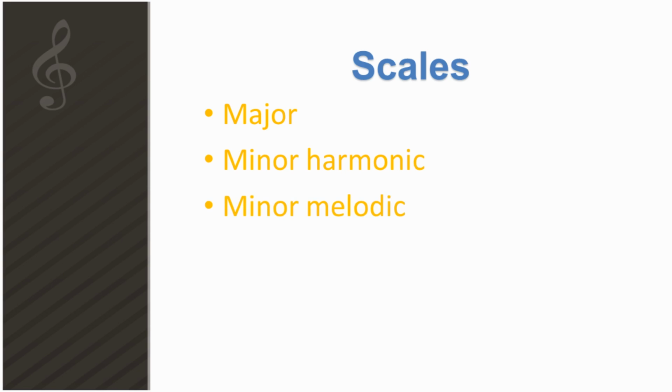There are four basic kinds of scale that you need to know for the Grade 5 exam. They are major scales, minor harmonic scales, minor melodic scales and chromatic scales. Chromatic scales are a little bit different, so I'll talk about them later in the video. We'll begin with the major and minor scales.